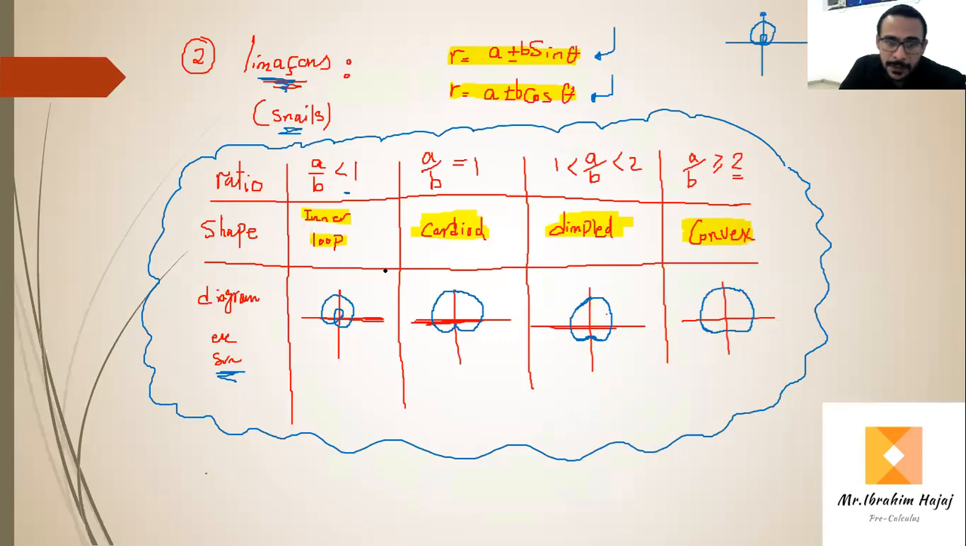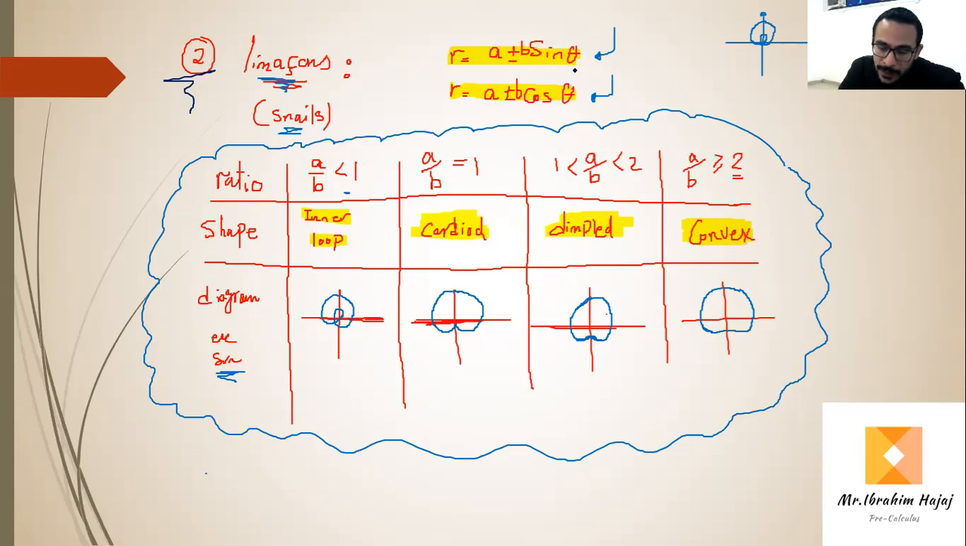So this is the second case, guys, when we have limaçon curves. The polar equation takes this form: r equals a plus b sine theta, or a plus b cosine theta. Any question? No, clear, sir.